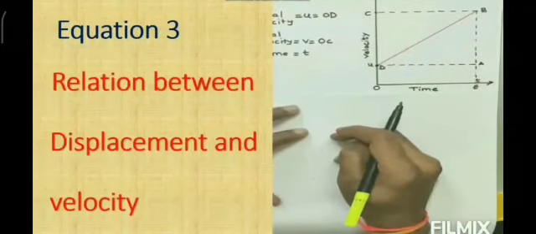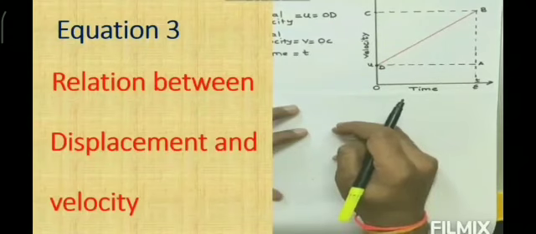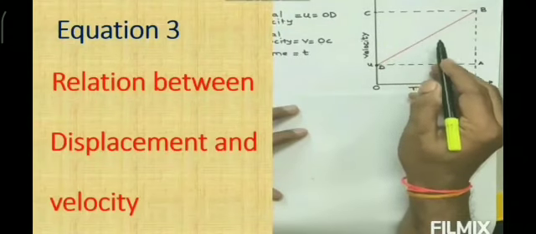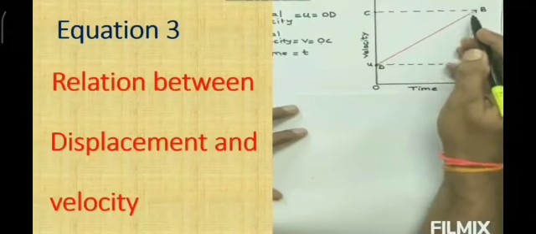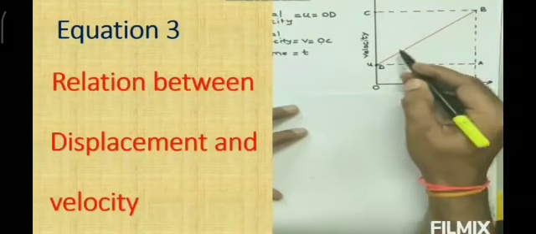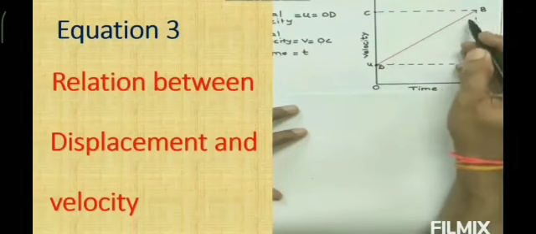We have seen that we can determine the distance covered by the object in time t from the area of quadrangle DOEB. DOEB is a trapezium.